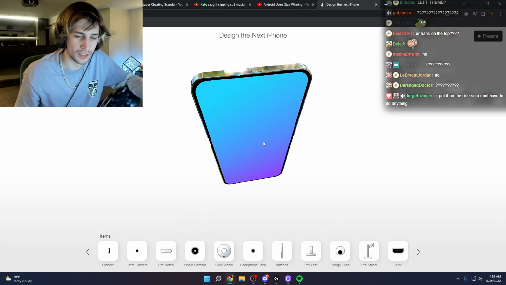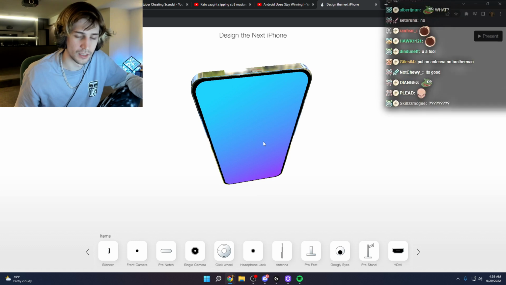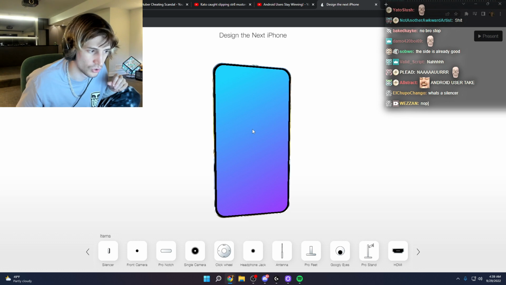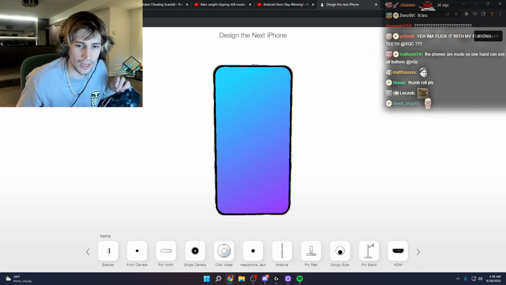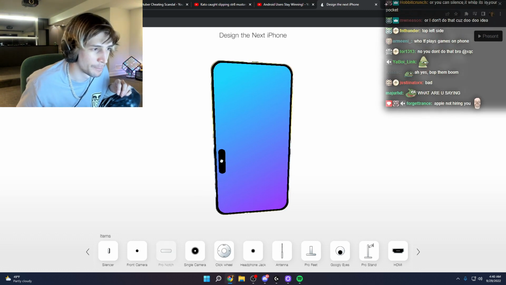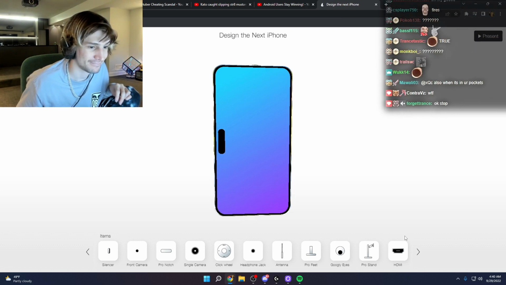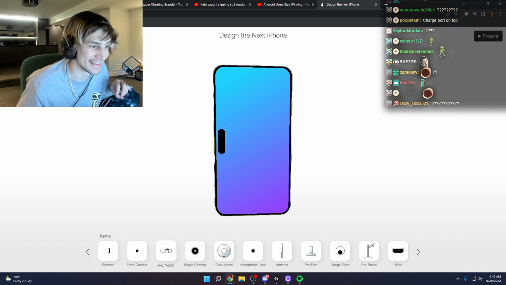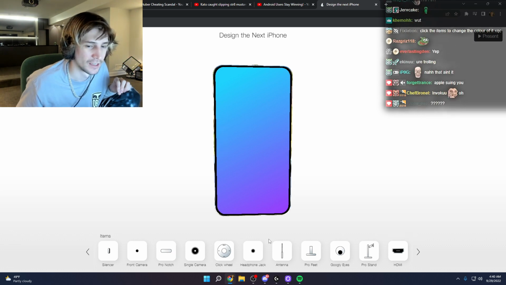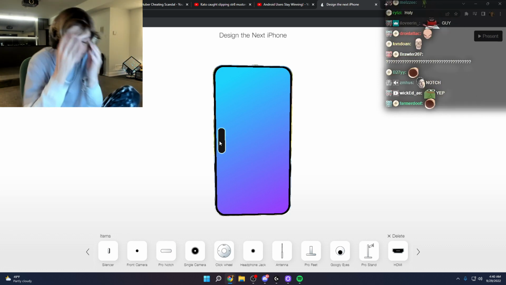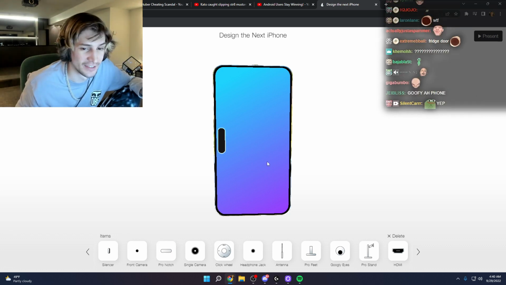Think about it. Okay. Also, I aim the notch. Put it on the side. Yep. Put the notch on the side, five head. Chat, that's five head.